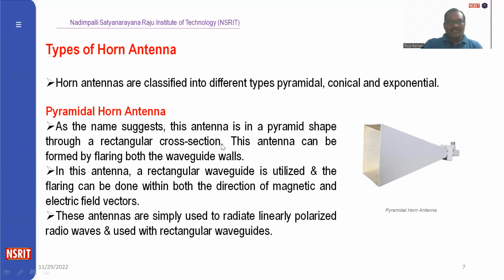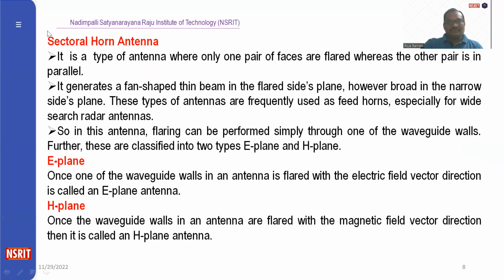Through a rectangular cross section, this antenna can be formed by flaring both the waveguide walls. So we have two types of waveguide walls: the vertical waveguide wall and the horizontal waveguide wall. Both are flared out simultaneously, and the pyramidal horn antenna is formed. In this antenna, a rectangular waveguide is utilized. The flaring can be done in both the direction of the magnetic and electric field vectors, E and H. These antennas are simply used to radiate linearly polarized radio waves and are used with the rectangular waveguide.